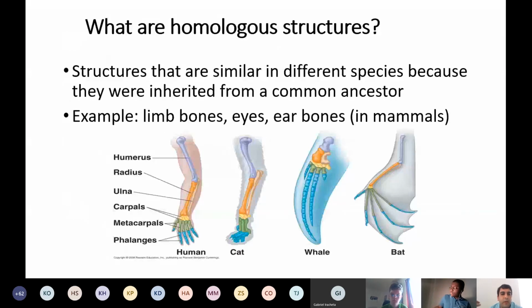Homologous structures. So, homologous structures are, like I said, structures that are in different species because they were inherited from a common ancestor. The way I like to think of it is that they share the same form, but they have a different function, right? So between a human and a cat, they're not doing the same thing, so they look different. Does anybody want to guess why the cat bones are different than the human bones?